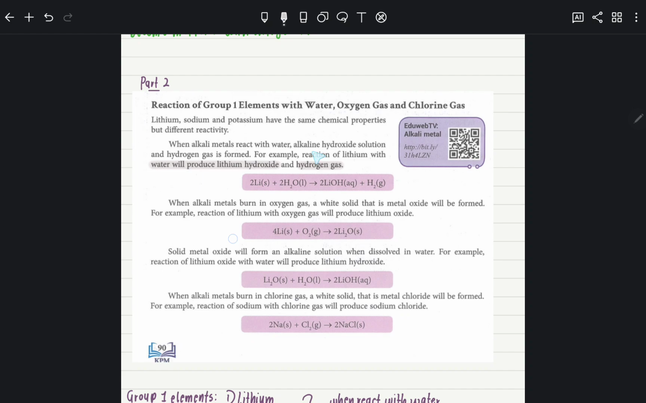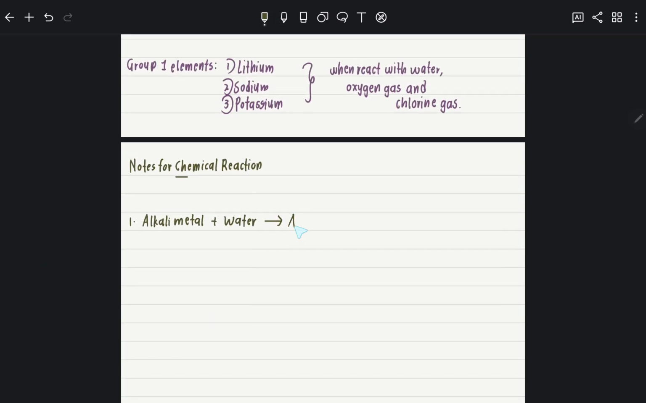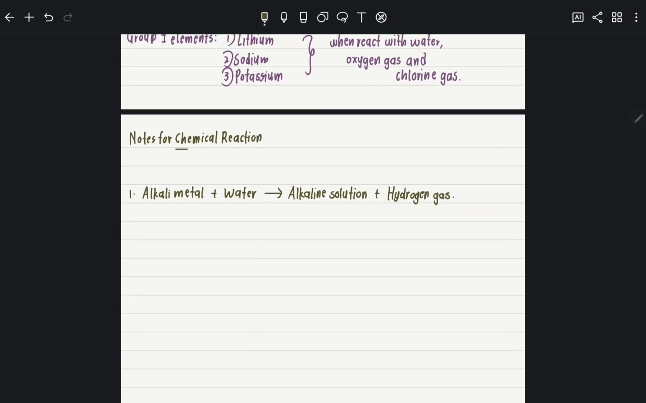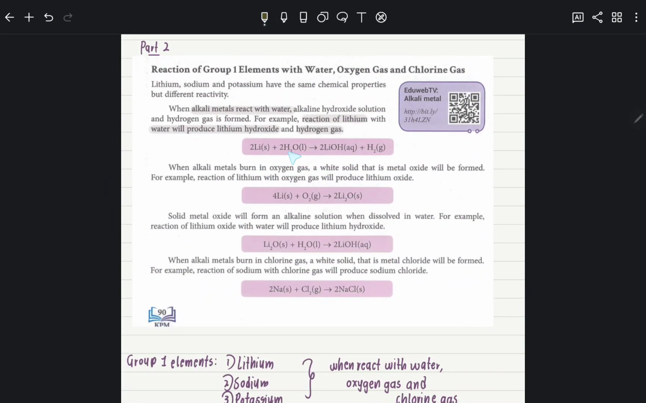This is what I'm trying to explain. Whatever alkali metals you have, if they react with water, they will form alkaline solution and hydrogen gas. Remember, alkaline solution means in this case it will have OH minus. Let's say your first metal you choose is lithium. So lithium plus H2O will produce lithium hydroxide and hydrogen.